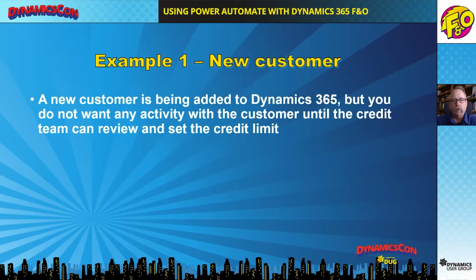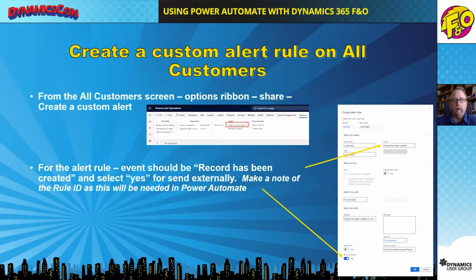So the question they asked is, we have new customers being added to Dynamics all the time, but we don't want them to have any activity until the credit team has had a chance to review them and set up a credit limit. So they want their salespeople to be able to go in and add into Dynamics, but they don't trust their salespeople not to use the customer until the customer's been approved. So they asked how we could tackle this. I thought Power Automate would be a great way to do that.